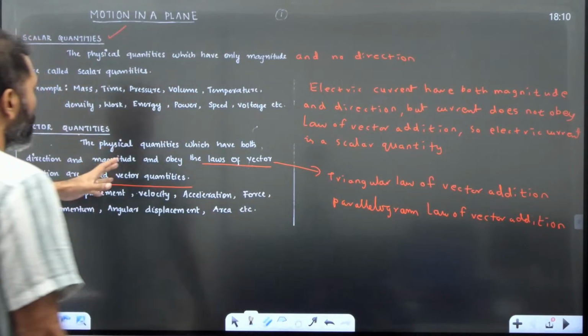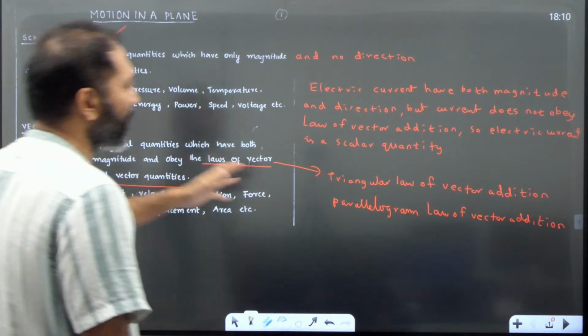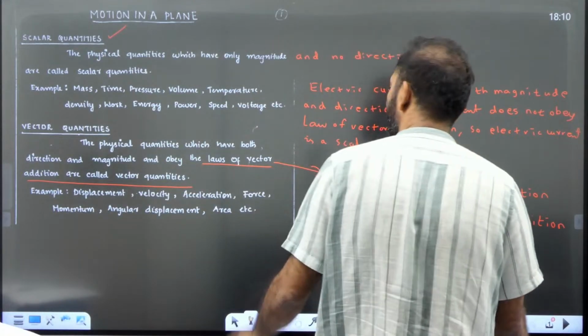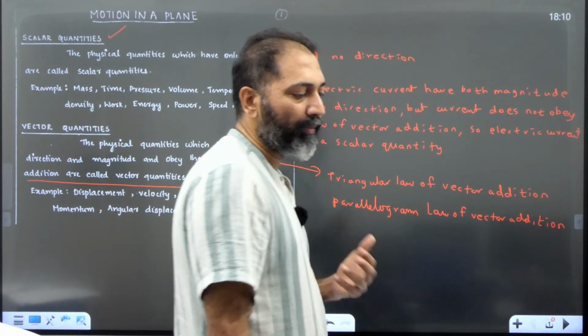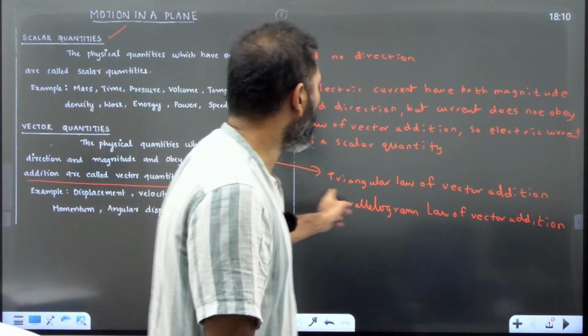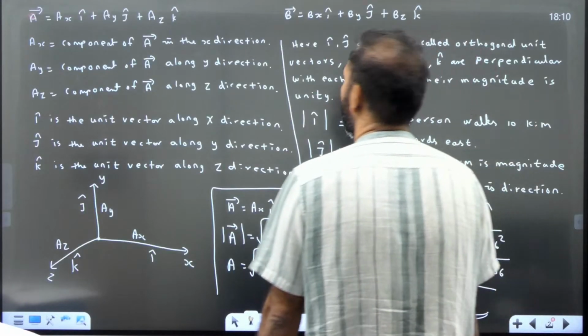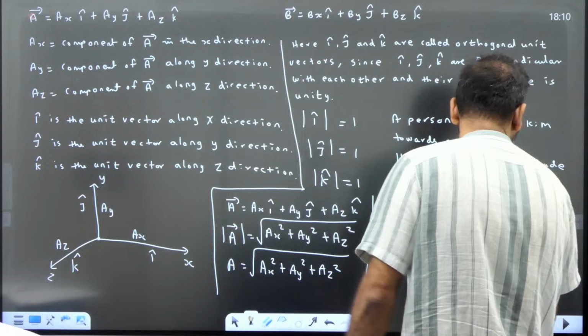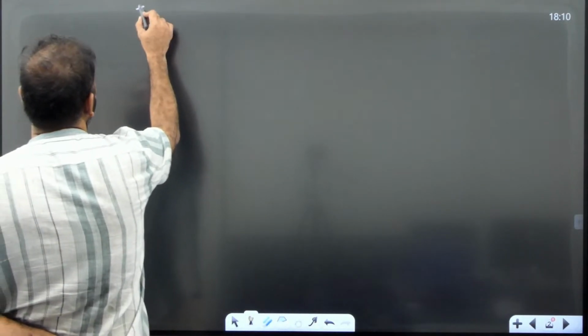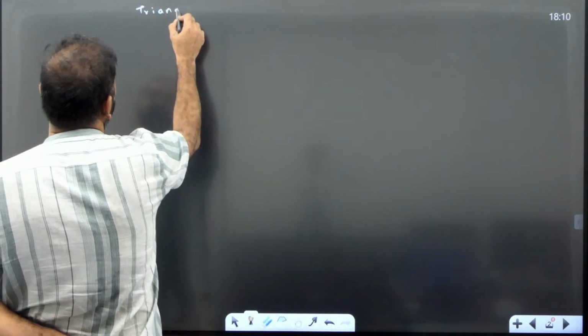We have done scalar quantities and vector quantities. If a quantity is to be called a vector quantity, it should follow the triangular law of vector addition and the parallelogram law of vector addition. Now, what is the triangular law of vector addition and the parallelogram law of vector addition? I have not explained. So, let's see the triangular law of vector addition.